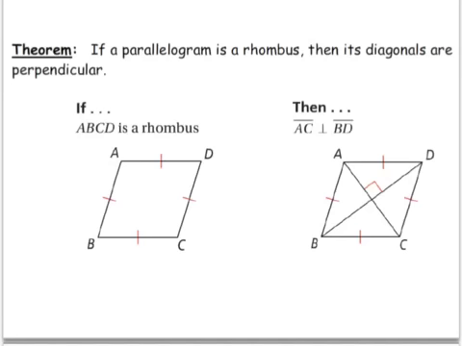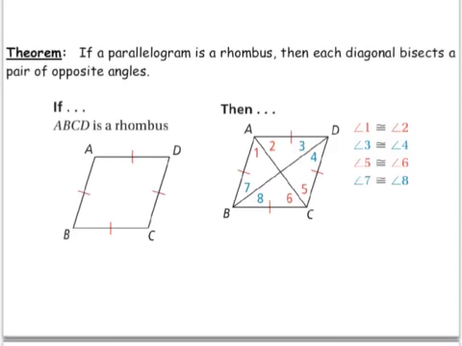Taking this theorem one step further, the converse is also true. So if you know that the diagonals of a parallelogram are perpendicular, then it must be true that the shape you're looking at is a rhombus. So the original statement is true and the converse is also true.